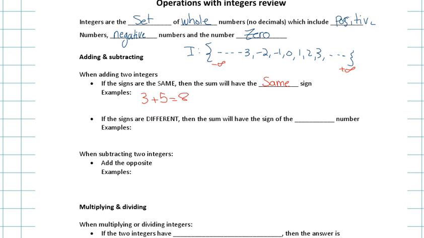Are we okay with that? Now what happens if I have a negative 3 and I'm adding a negative 5 to it? It's going to be a negative 8, right? So what you're doing is you're still adding your integers, you're still adding the 3 and the 5, right? But it still has the same sign, which is a negative 8.